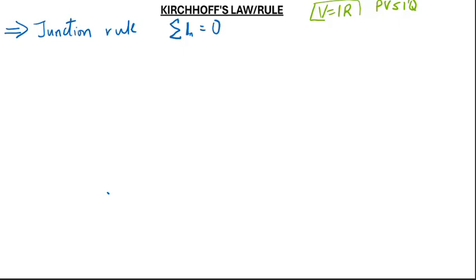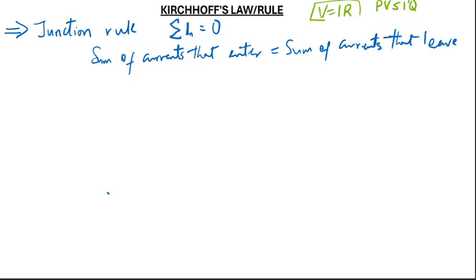Or you can also look at it in this way: the sum of currents that enter a junction is equal to the sum of currents that come out from the junction. So you can say the sum of currents that enter is equal to the sum of currents that leave that junction. That is the first law. And don't forget that the first law, the junction rule, is based on conservation of electric charge.